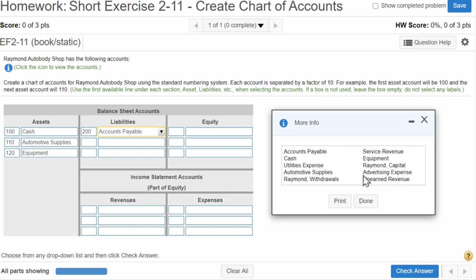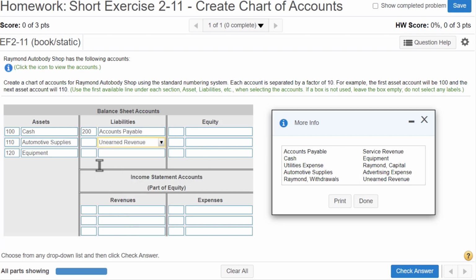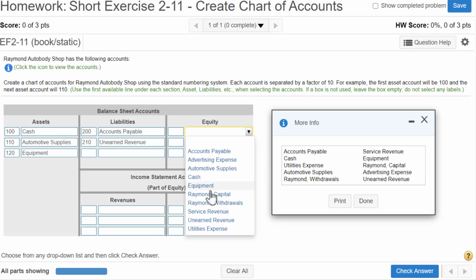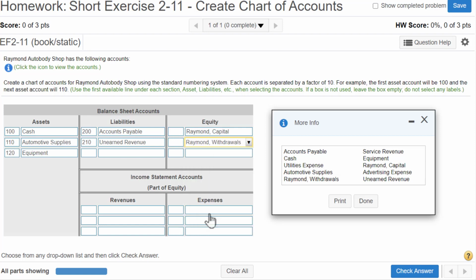So this unearned revenue is a liability account. And that has to be account 210 since we have to keep 10 numbers in between. And our equity account, that's going to be the capital. Let's see what they call a capital account. It's Raymond Capital. And then the drawing account is always underneath it. So equity, remember, starts with 3, I should say 300. And then the next one would be 310.